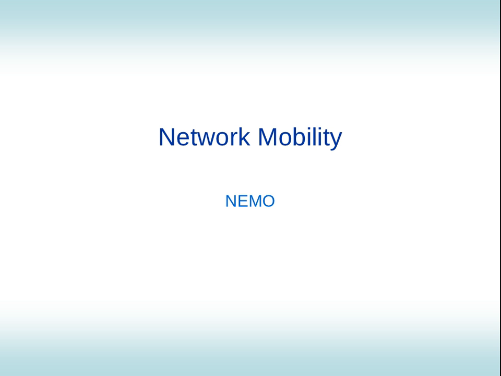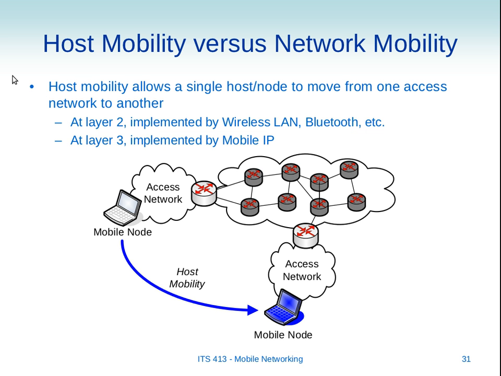In host mobility, the solution is mobile IP. In network mobility, the solution is NEMO. We'll just mention the concept. In fact, most of the principles are the same as host mobility. Host mobility, a single mobile node moves to a new access network. We give this mobile node a care of address in the new access network so it can be reached. That's with mobile IP.